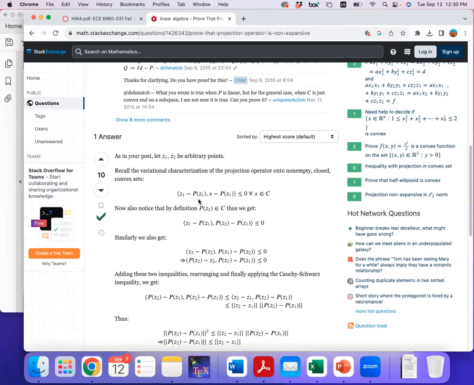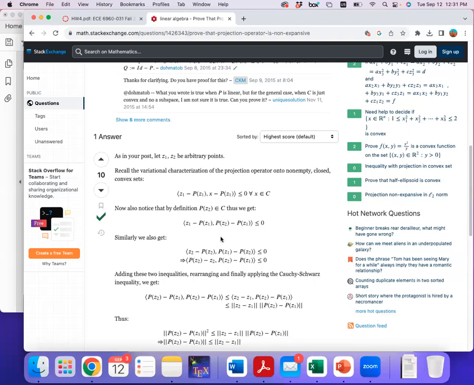Z1 is any point, right? P(Z1) is the projection point. And then the result says that for any x in the convex set, these two vectors are negatively correlated. This holds for any x. Now, in particular, we can replace x by the projection of Z2. Z2 is any other arbitrary point, and P(Z2) is the projection of Z2 onto C. So this point must be in C. So we just replace x by this P(Z2).